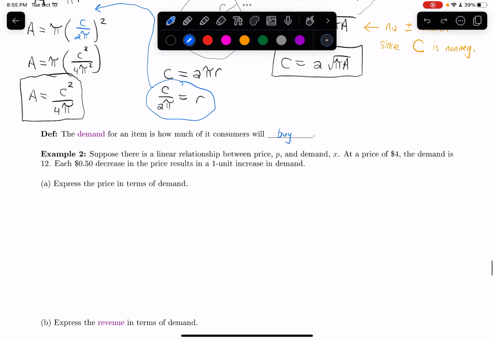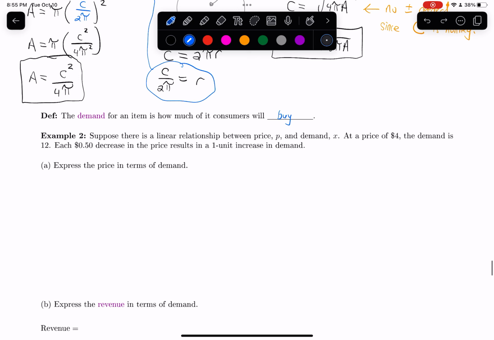Suppose there is a linear relationship between price, which I'm going to call P, and demand, which I'll call X. At a price of $4, the demand is 12. So when they charge $4 for this item, 12 consumers are going to end up buying it. And each 50-cent decrease in the price results in a 1 unit increase in demand. So when they decrease the price by half a dollar, one more person ends up buying it. I think that logically makes sense. A lower price typically means more people will buy it because it's cheaper.